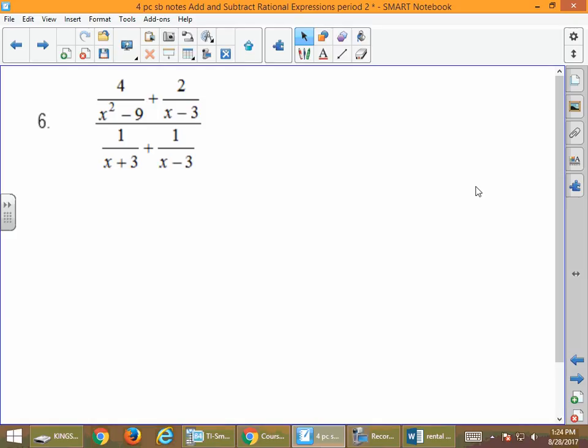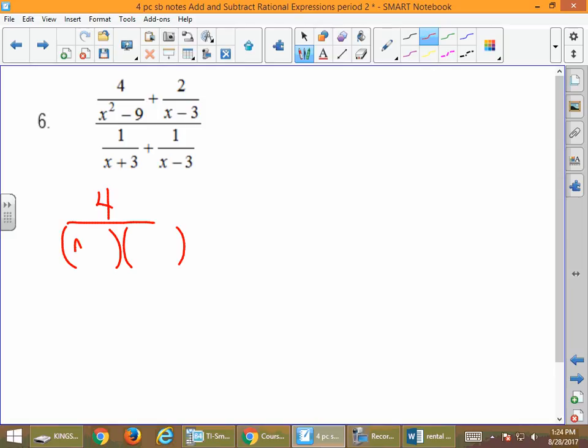So as we look at the top here, it's going to be 4. But instead of x squared minus 9, let's do the difference between two squares, and we get x minus 3 and x plus 3. And we're adding to that 2 divided by x minus 3.